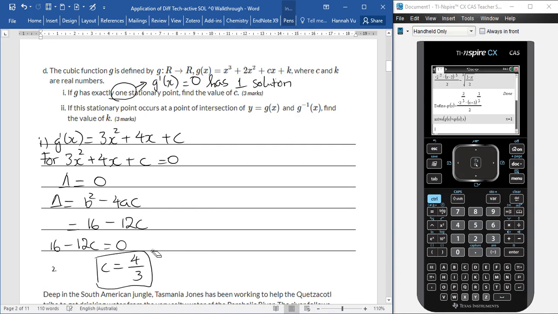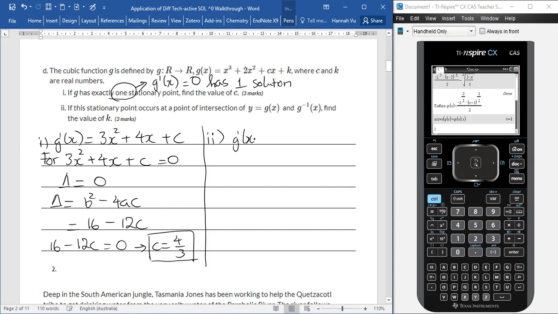Okay, I think I should write it on this side. c is 4 over 3. This is not the best notation, I understand, but okay. If this stationary point, wonder whether I have enough room. If this stationary point occurs at a point of intersection, so this is a stationary point, which means that you already know that g prime of x would equal 3x squared plus 4x plus 4 over 3 for it to have one stationary point.